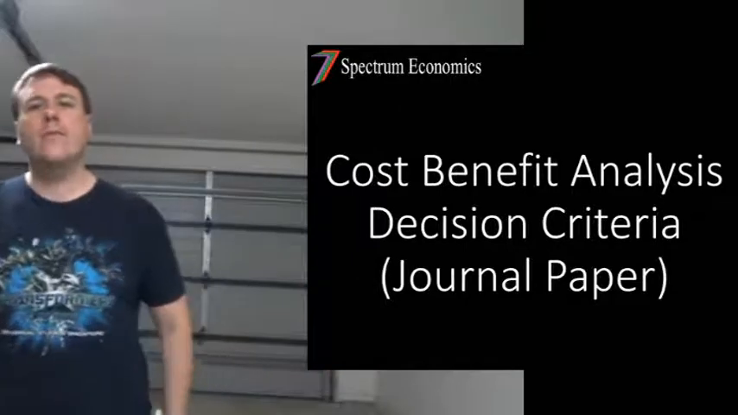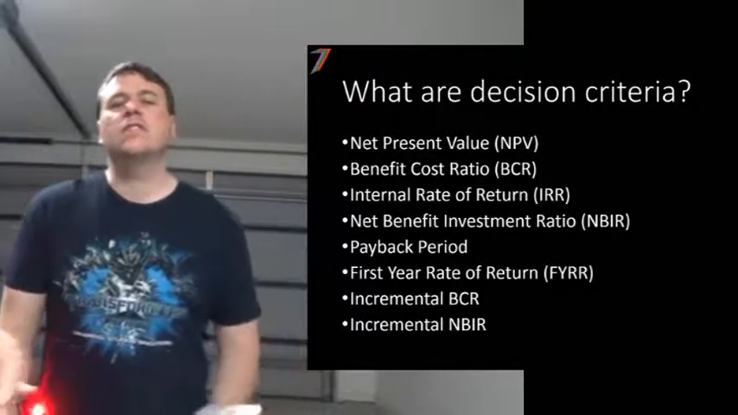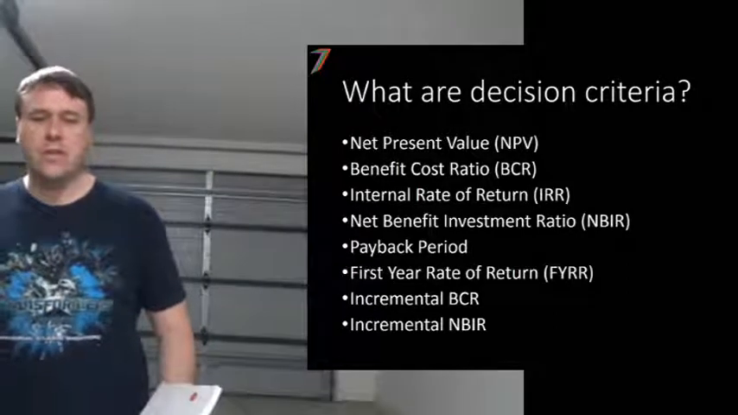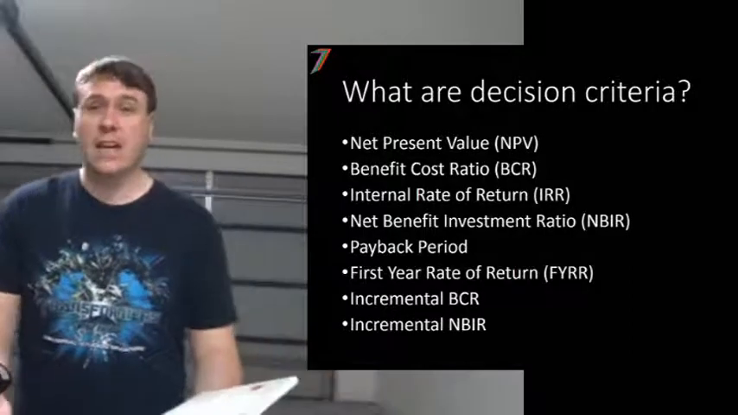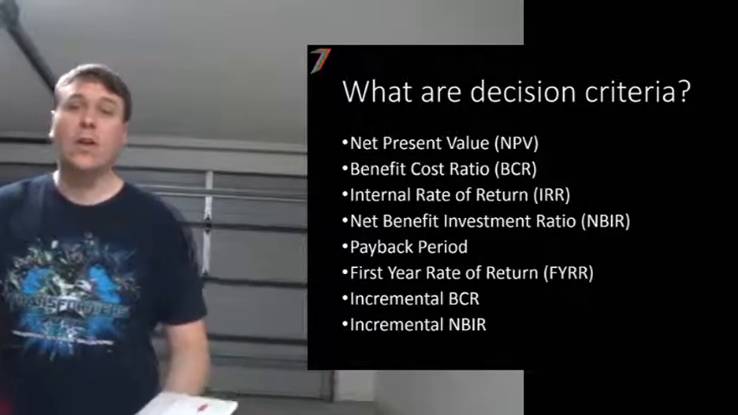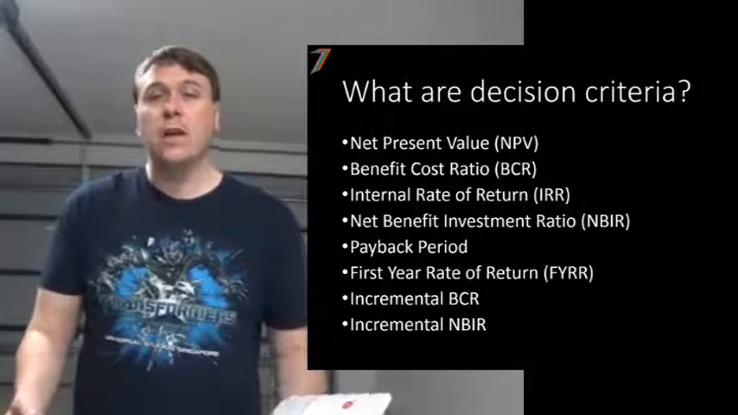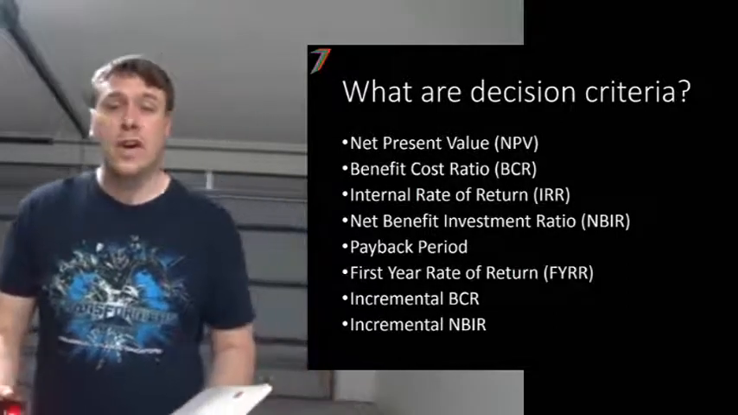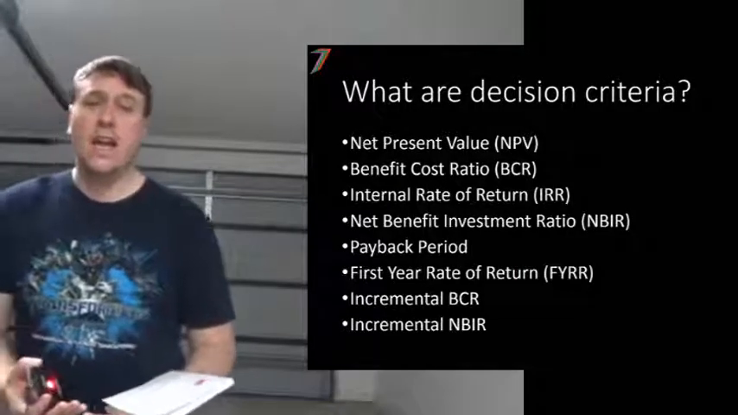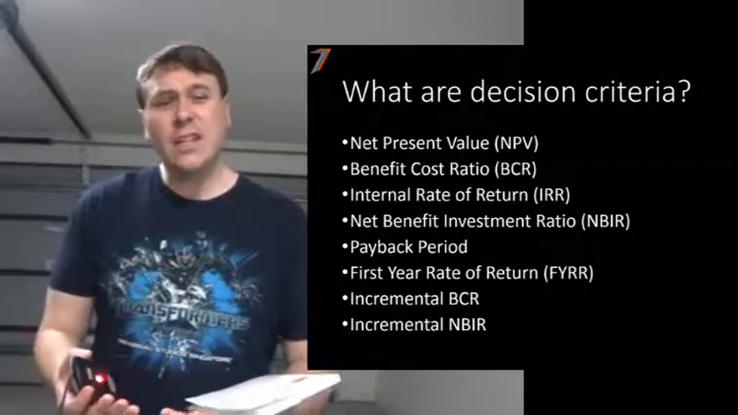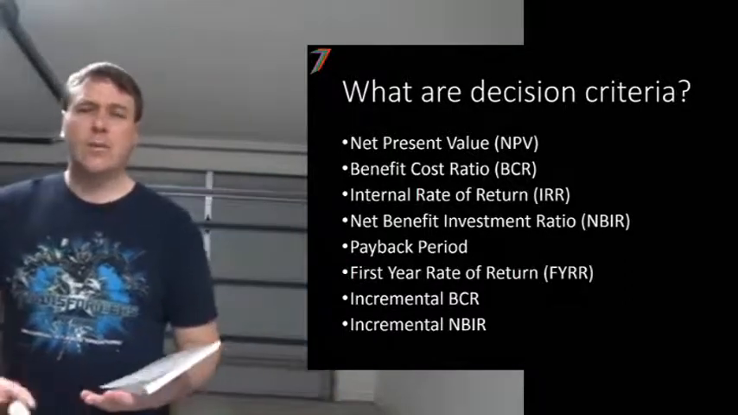Alright, so what do I mean by decision criteria? There's a number of different decision criteria out there that are used, and they're mostly used to determine whether a project in cost-benefit analysis is economically viable, and also potentially can be used for ranking and even for project timing. So I'm going to quickly go over a number of decision criteria, or should I say decision measures, or economic measures, should we call them, cost-benefit analysis economic measures.